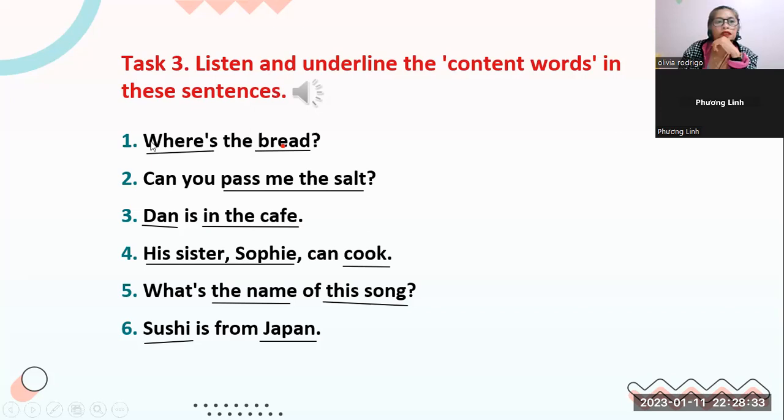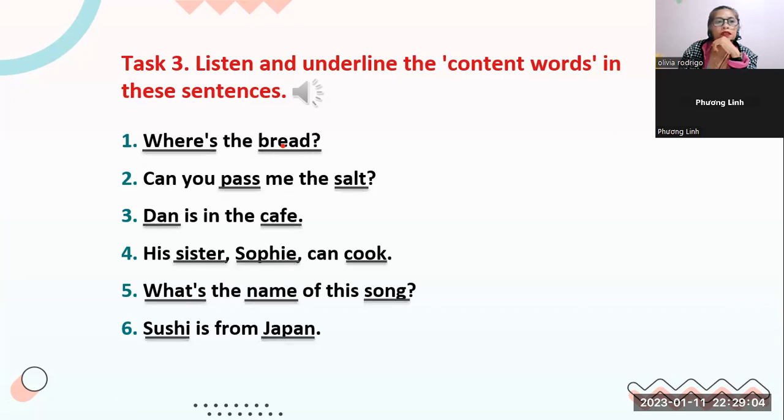Okay, so let us check. Lihn? Okay, where's and bread? Correctly. Next, can you pass me the salt? Okay, very good. Pass and salt. Next. Dan is in the cafe. Sister, Sophie and cook. What's the name of this song? Sushi. Japan, yay! So you understand which words are considered content words.